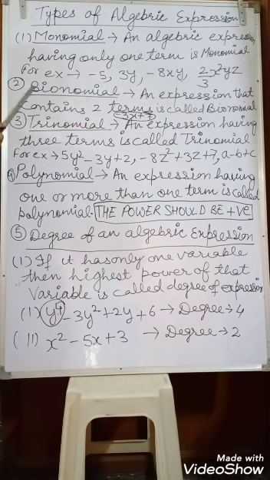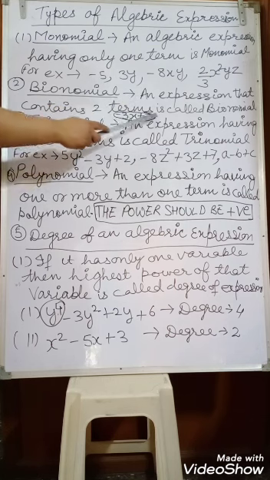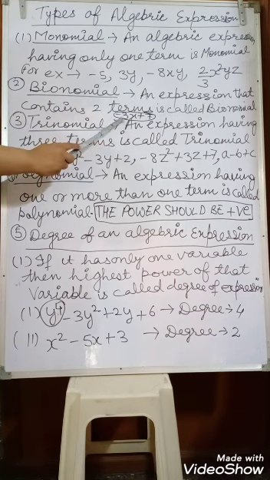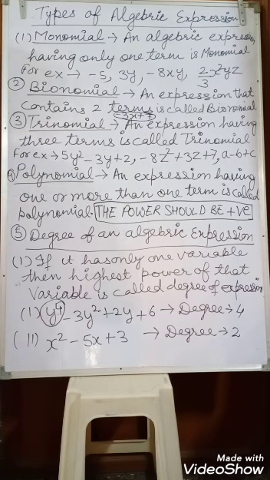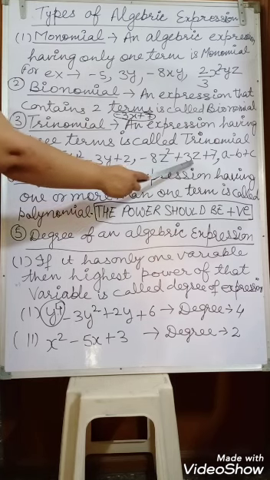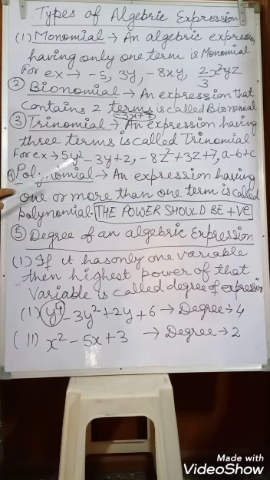Right? Then binomial. An expression that contains 2 terms is called a binomial. For example, minus 3x plus 7. It has 2 terms. So this is a binomial. Then trinomial. An expression which has 3 terms is called a trinomial. For example, 5y square minus 3y plus z. 1, 2 and 3. So this is called a trinomial. As minus 8z square plus 3z plus 7. This is also a trinomial.